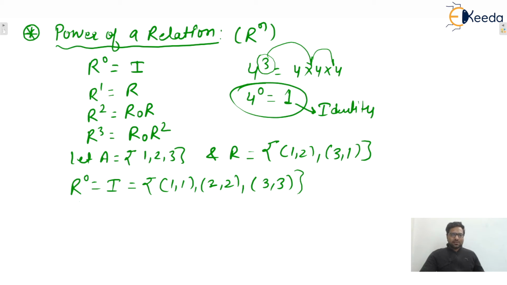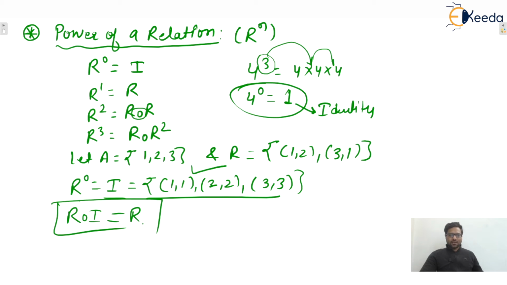Similarly here, power means composition. And in composition, the identity relation is this one. Why? Because any relation composed with the identity relation will be relation R only. That's why R power 0 is the identity relation, isn't it? Similarly, you can find R square, R cube, R power 4, and so on. I hope this one is clear to everyone.